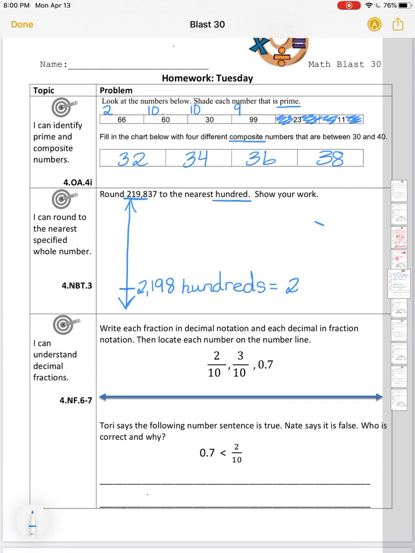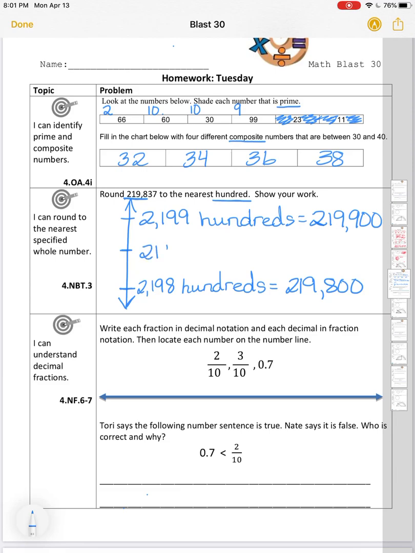In standard form, that can be written as 219,800. If I had one more hundred, then I would have 2,199 hundreds. And in standard form, that's written as 219,900. Now the midpoint, the number that's right between 219,800 and 219,900 would be 219,850. That magic 5 there in the next unit gives us the midpoint.